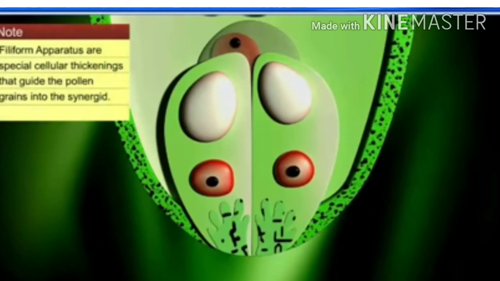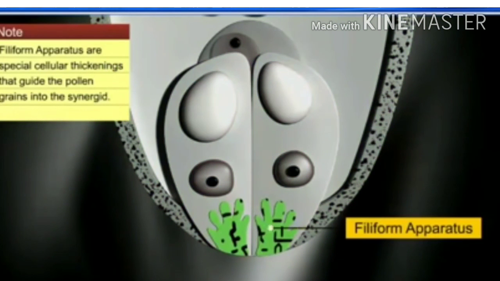The large central cell has a nucleus. A typical angiosperm embryo sac has eight nuclei and consists of seven cells.